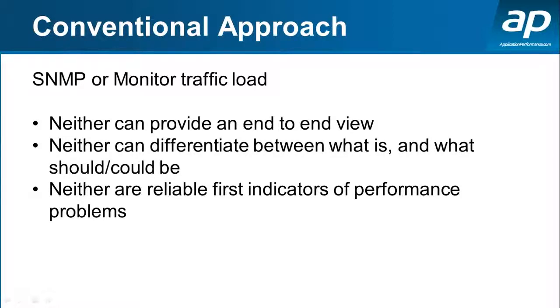Neither can differentiate between what's actually going on and what should be going on, or what could be going on. Certainly neither is reliable for first indicators of performance degradation. And of course, you can't use either of those methods if you don't own or manage the network, or parts of it.